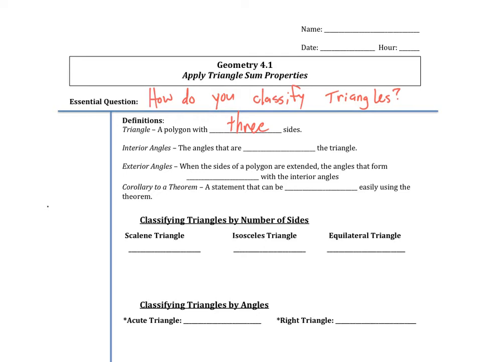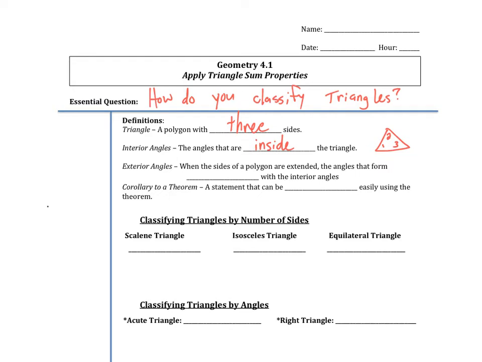Okay, the interior angles are on the inside of the triangle. Okay, and there are three of them. So if we have a triangle, those three angles are called the interior angles.